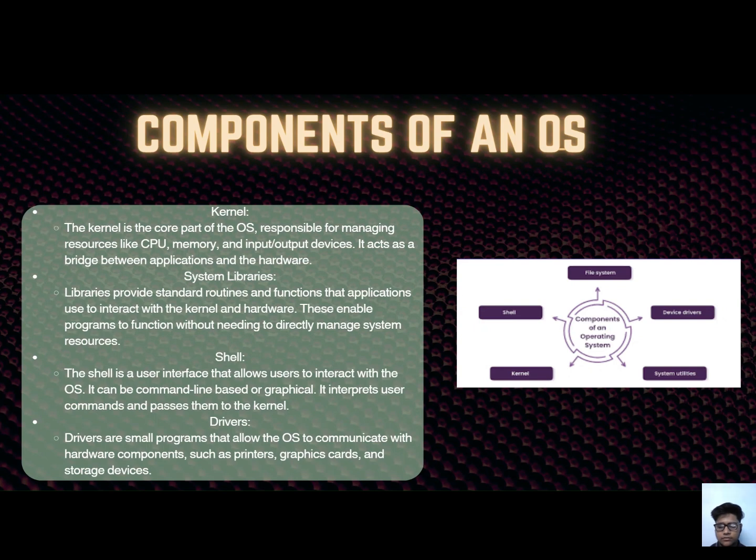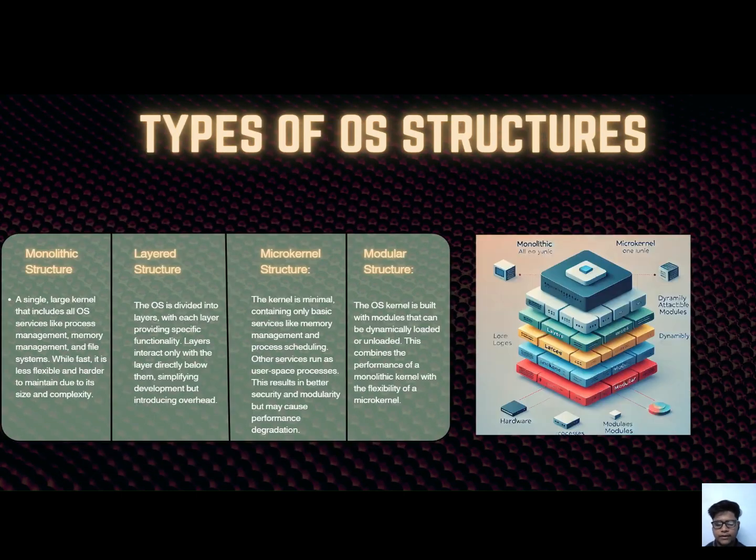Now let's understand drivers. Drivers are the software components that allow the operating system to communicate with hardware devices. Without drivers, the operating system wouldn't be able to control devices like printers, scanners, or graphic cards. Now let's explore the four main types of operating system structures.